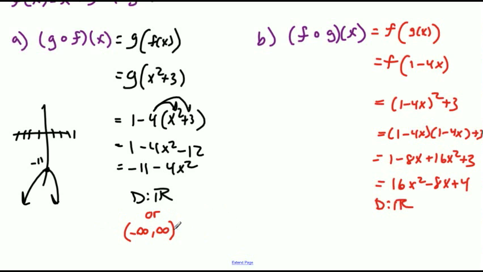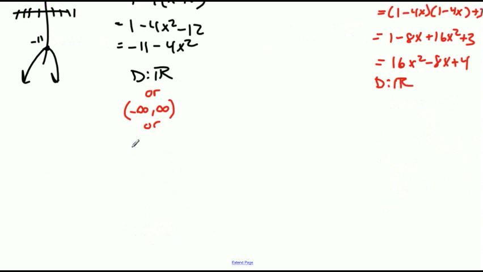Or if you want to use set notation, you would put the bracket right here, which means the set of all x values such that x is equal to all of the x values. So really, all three of these are equivalent. They mean the exact same thing, so it doesn't matter which one you use. This is just to expand your knowledge of the ways you can represent all real numbers.